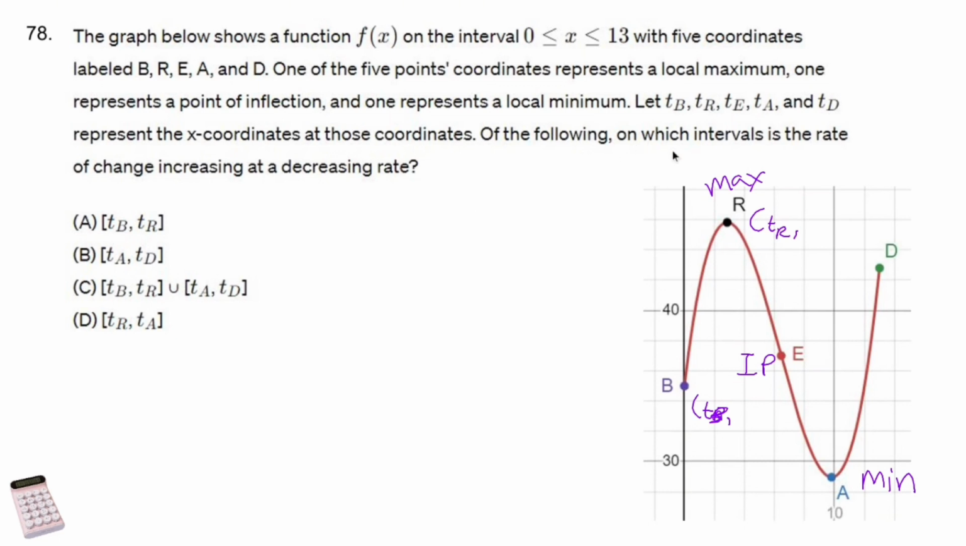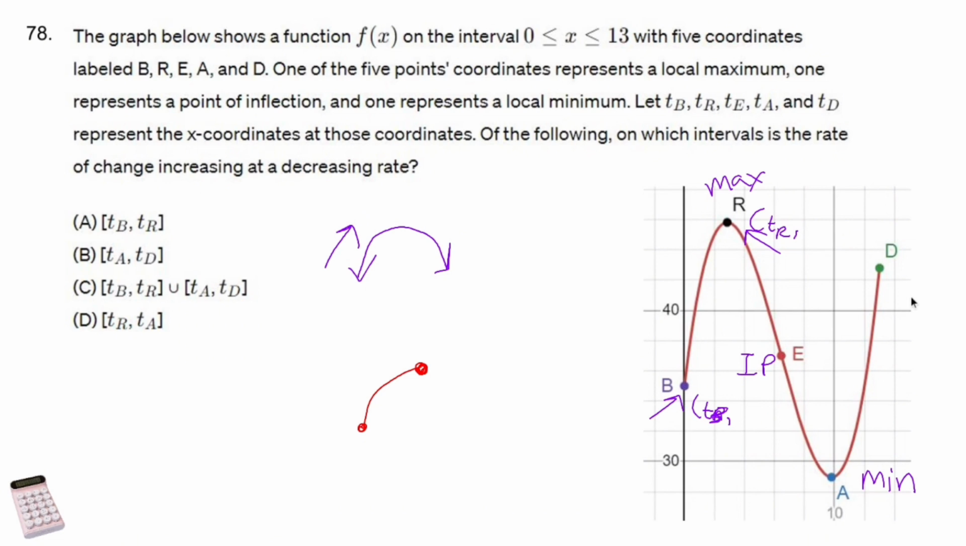Of the following, on which of the intervals is the rate of change increasing at a decreasing rate? If you're wondering what the heck that means, a decreasing rate implies concave down. Increasing implies going up and to the right. So increasing at a decreasing rate implies the left side of concave down. The only spot that shows me the left side of concave down is in between B and R.